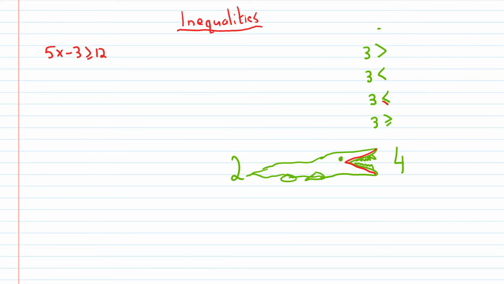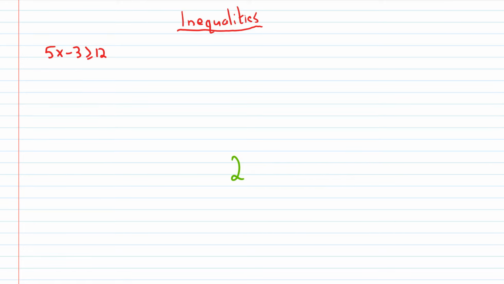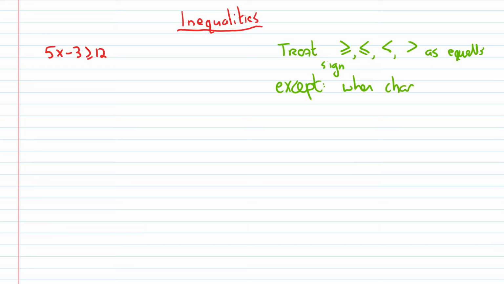Right, so let's look at this sum to the left now, and we'll solve it. As I said already, for the most part, we can treat this greater than or equal to sign as an equals. So I'm just going to write it down: treat that, or that, or that, or that as an equals sign, except when changing the signs across the inequality. Okay, and I'll prove that now. Alright, so let's take this. Let's go 3 plus 4 equals 7.